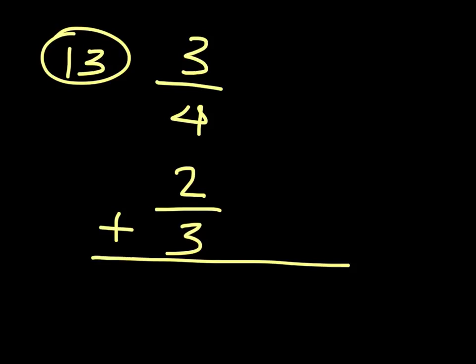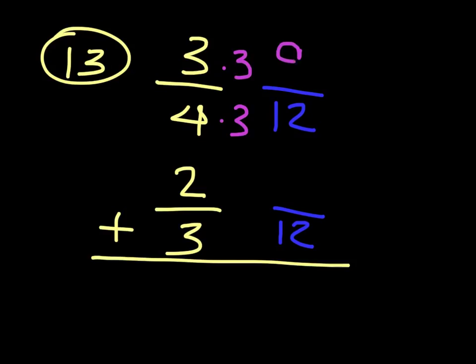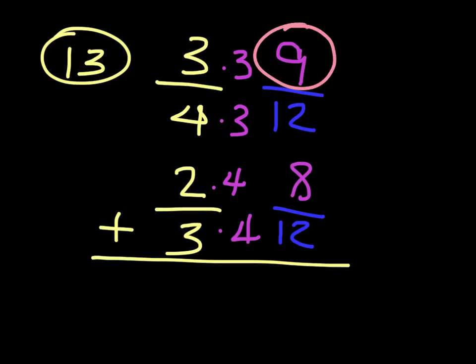Okay, number 13, your common denominator is 12. Equivalent fractions, 4 times 3 gives you 12, so 3 times 3 gives you 9. 3 times 4 gives you 12, so 4 times 2 gives you 8. Okay, then we want to add our numerators. 9 plus 8 gives me 17. Denominator stays the same.